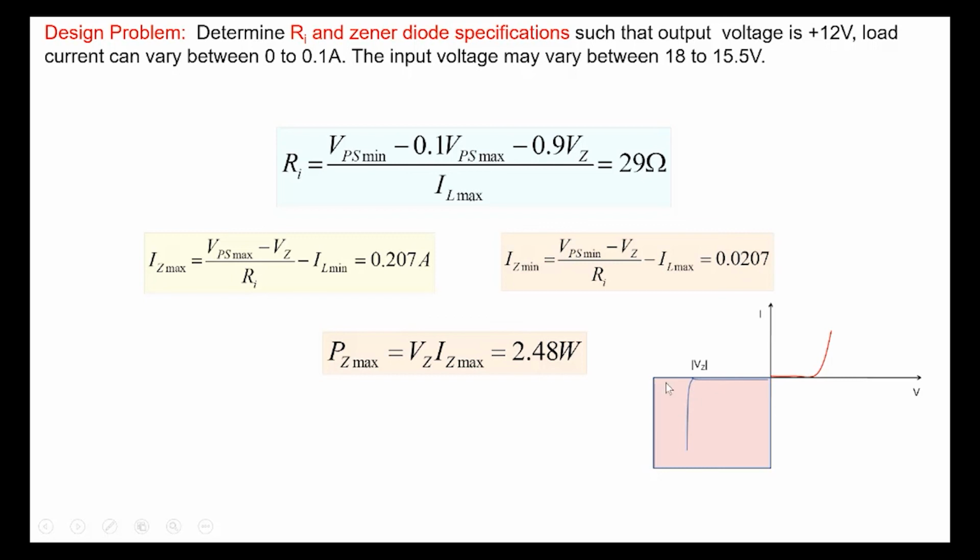And note that this design was based on Iz max by Iz min equal to 10. And that ratio is something that we can alter. We can alter that particular ratio and obtain different designs. But for this particular course and for our discussion, we'll take a suitable value of the ratio Iz max by Iz min equal to 10.